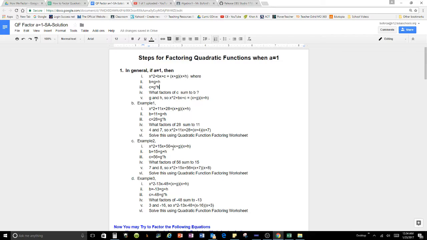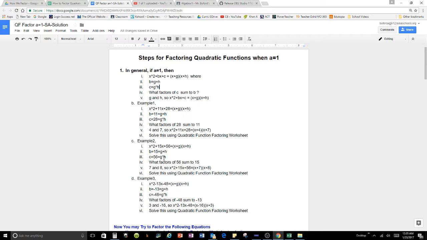Let's go down to the second example. Here we have x squared plus 15x plus 56 equals x plus g and x plus h. Again, we want to find the values of g and h so that g times h equals 56 and g plus h equals 15. So what two numbers, when you multiply them together gives you 56, and when you add them together gives you 15?